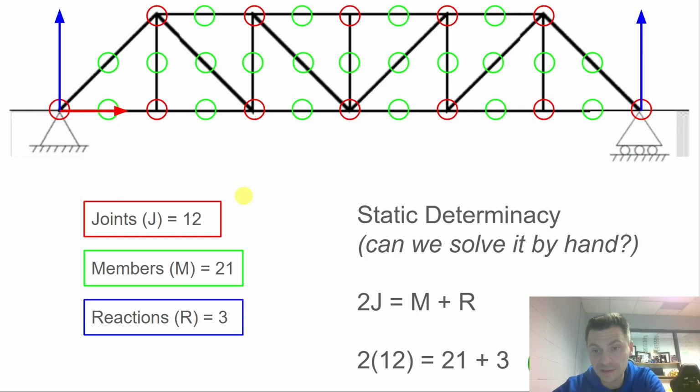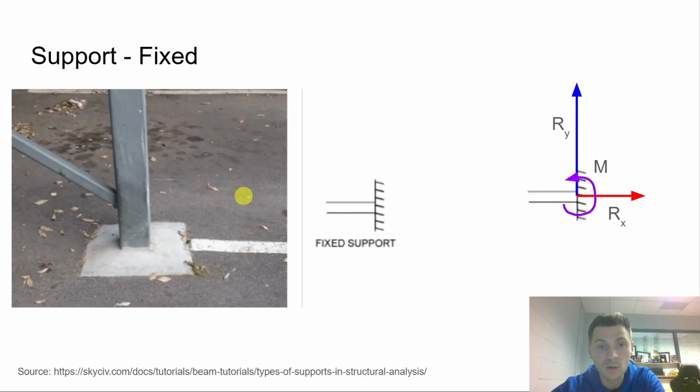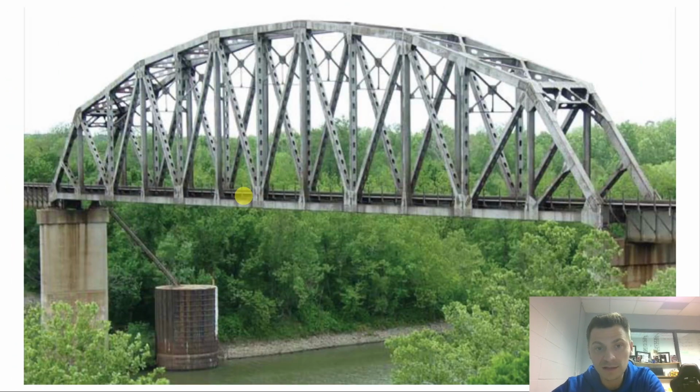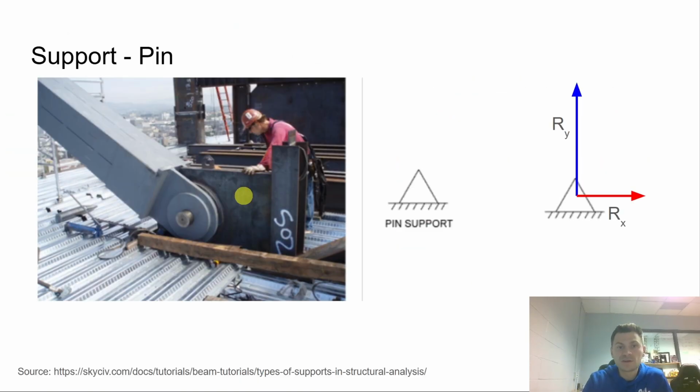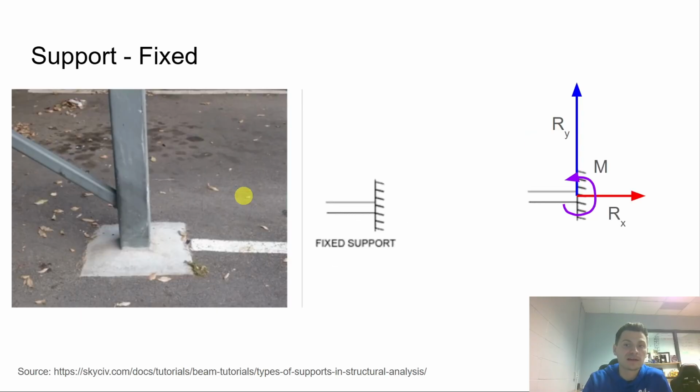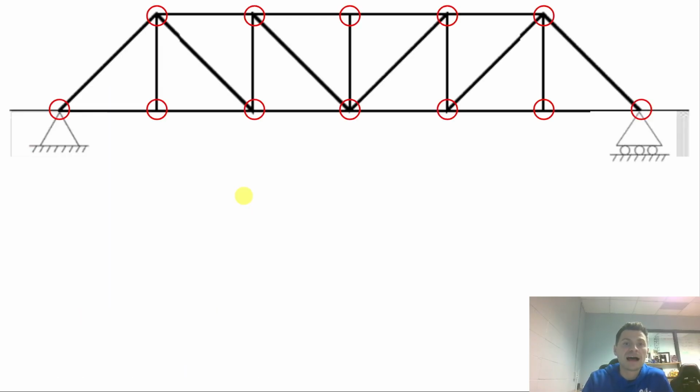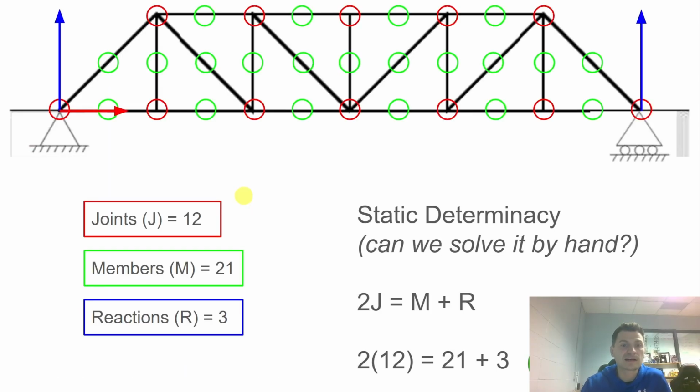So to recap, in this video, we saw what is a truss, we saw a bridge truss, we saw a roof truss, and we saw these terms members and joints. We saw the 3 kinds of supports a truss might have, a pin, a roller, or fixed. And we saw how to find each of these things and calculate static determinacy.